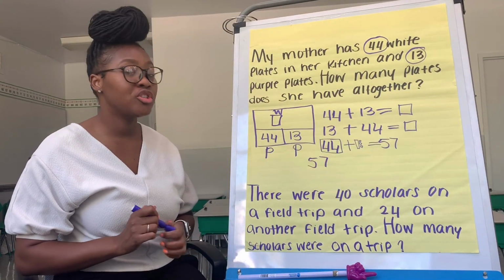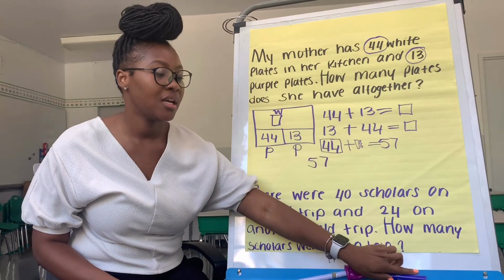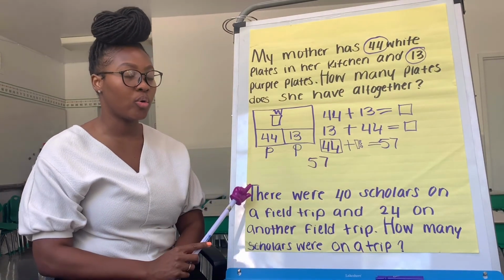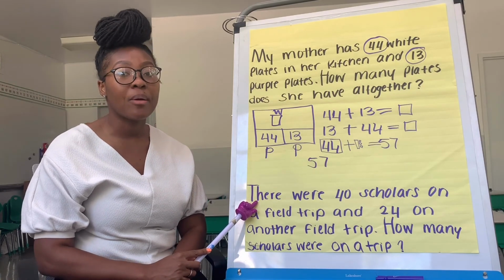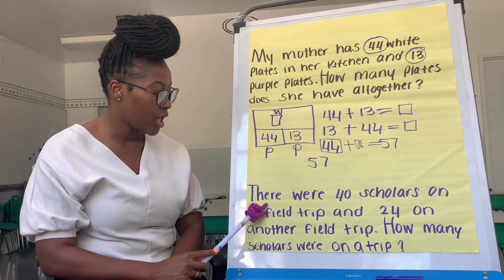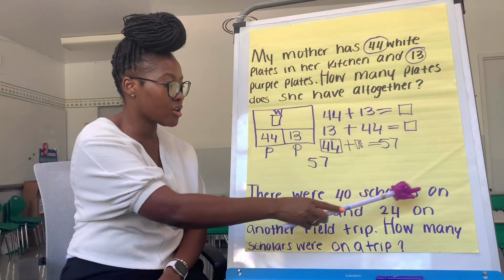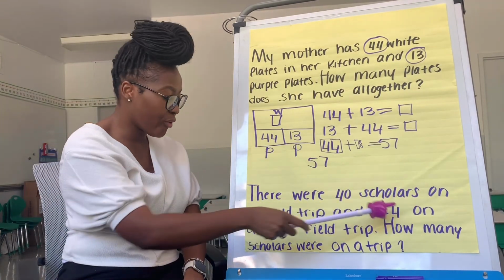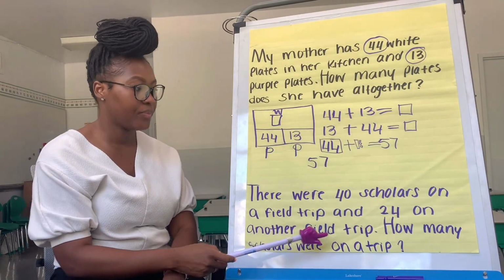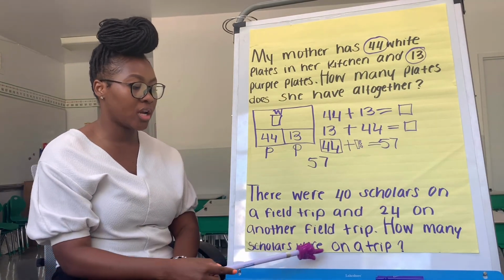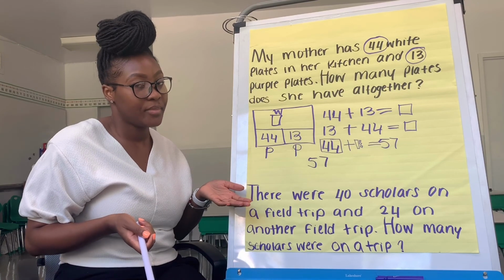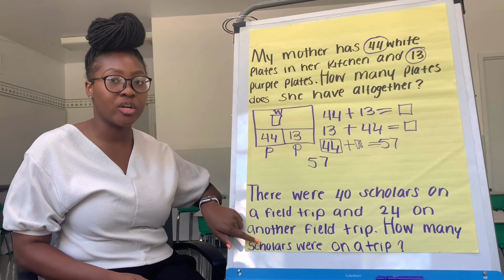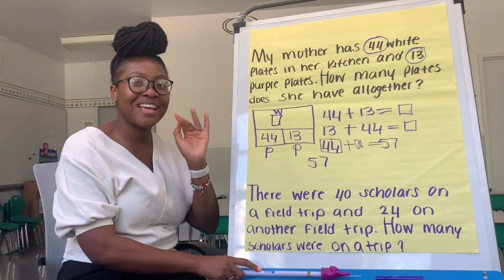Now, it is your turn to use a strategy to help you find the unknown whole. Let's read the story problem you're getting ready to do on your own. There were 40 scholars on a field trip and 24 on another field trip. How many scholars were on a trip? Think about what you need to do to help you figure out how many scholars were on a trip. See you in the next video.